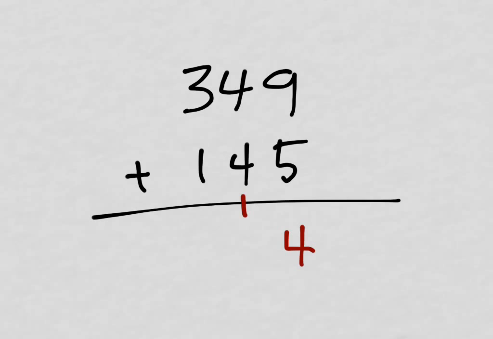So now we're going to add the tens. I have 4 tens plus 4 tens, which is 8 tens, plus 1 more 10, which is 9 tens. I don't have to do any regrouping there. And then I have 3 hundreds plus 100, which is 4 hundreds. So that is 494.